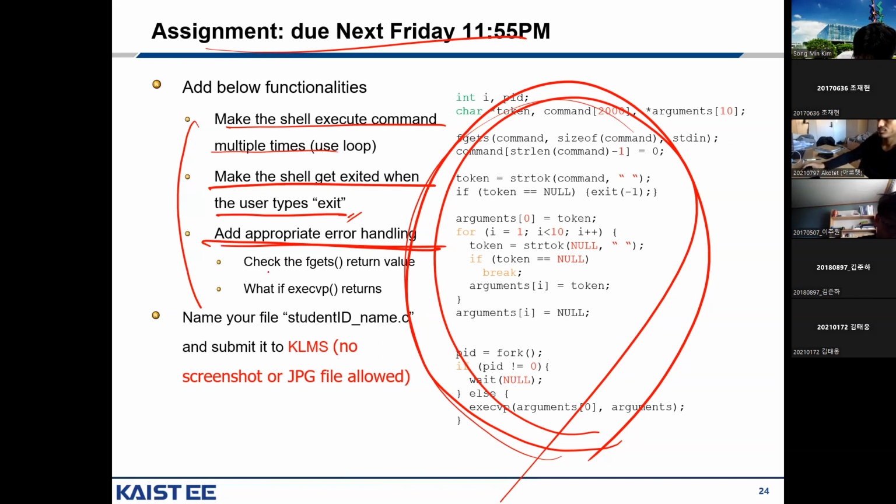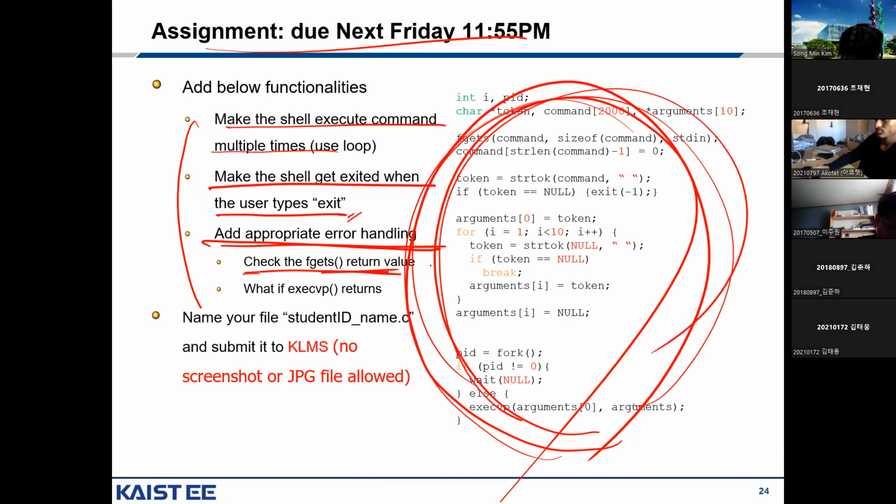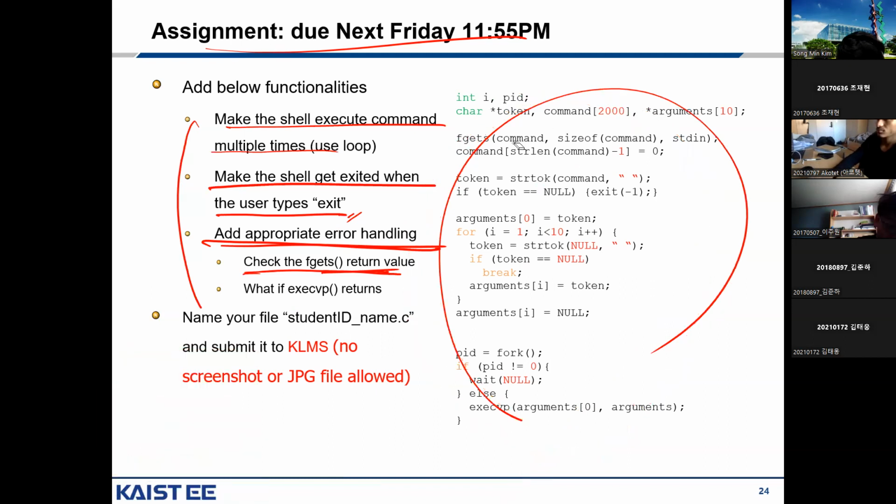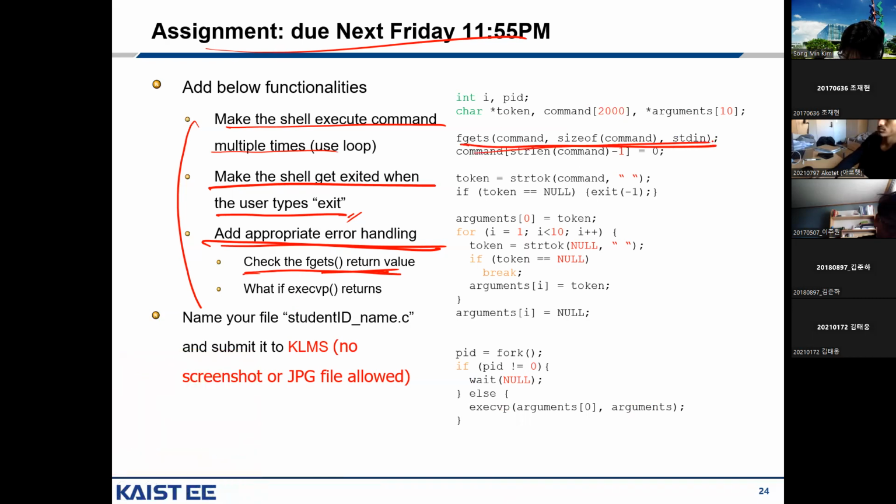For example, this code does not check the return value of fgets, right? Here, where's fgets here? Okay. So there can be an error in fgets, right? Meaning maybe there's no input at all. Then what happens?